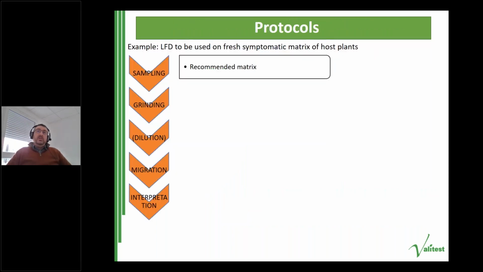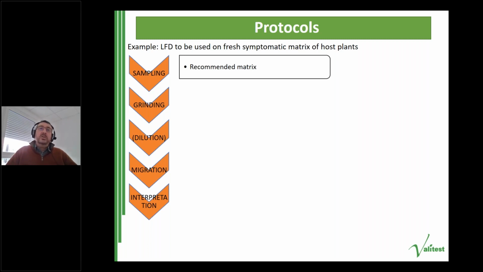I will begin from the protocol point of view. I took, of course, the same example as Denise. It's a lateral flow device to be used on a fresh symptomatic matrix of a host plant. So you can see on the left the different steps of the protocol, where you will have the sampling, the grinding, the dilution. Well, I took the case of the Agrostrip, which needs a dilution, but some other LFD protocols don't need this step. Then the migration, and finally the interpretation of results.